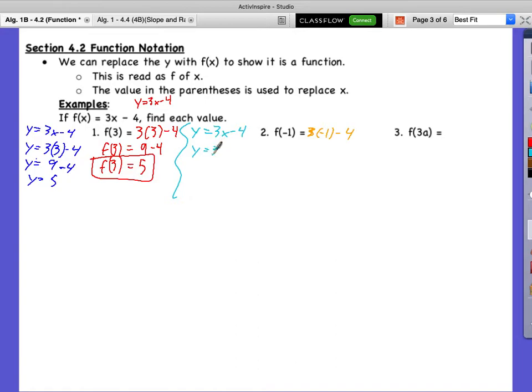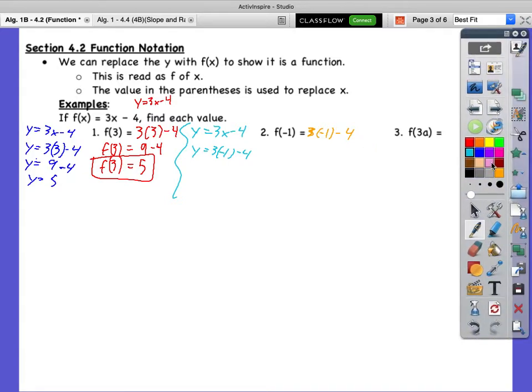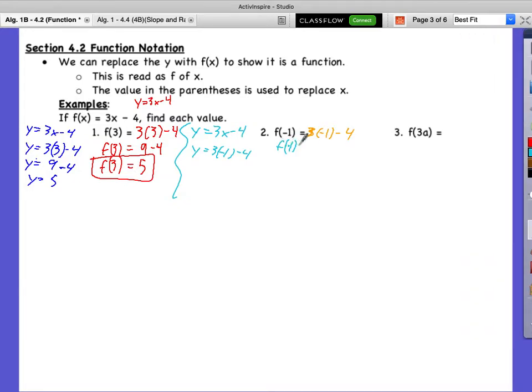You substitute the x out for 1. Was that really the same thing we did here? Yeah. If you look at what's written in the orange and the light blue, those are the same. 3 times negative 1 minus 4. Is the answer negative 7? It will be negative 7, okay? So we look over here, f of negative 1 will be equal to negative 3 minus 4. And f of negative 1 is equal to negative 7.